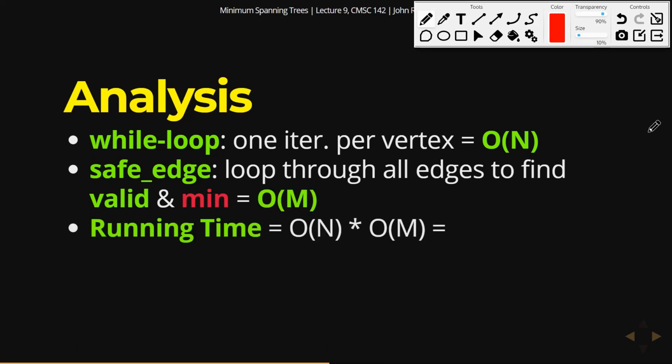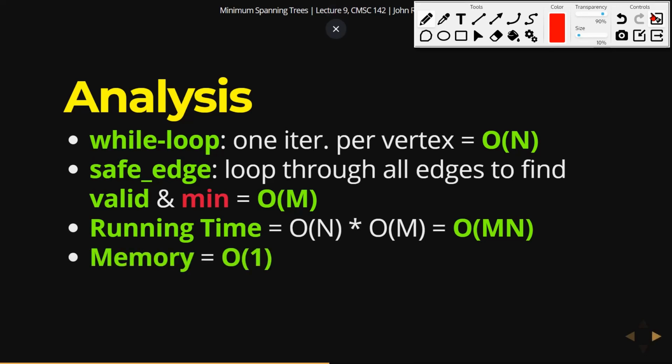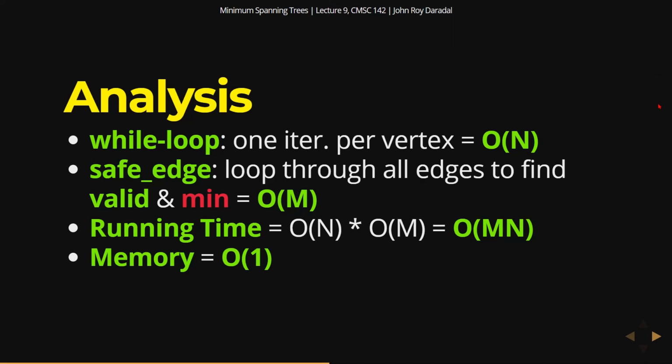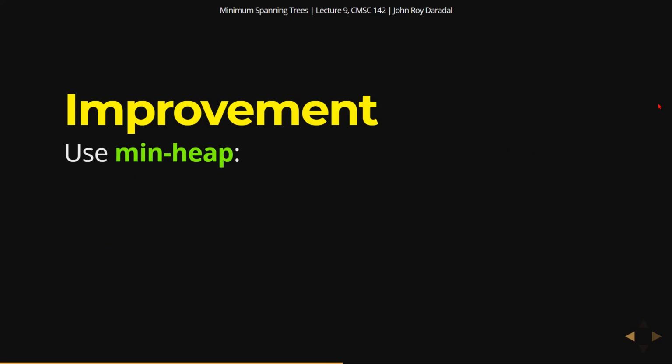That's O of m. So in total, that would be O of mn. Okay? For the memory, it's only constant because we didn't need to use any extra memory, right? Now, we could improve this performance by using the min heap data structure.